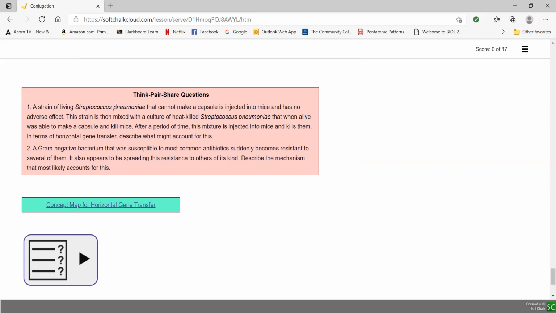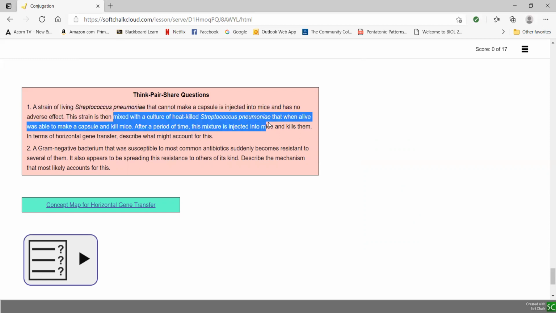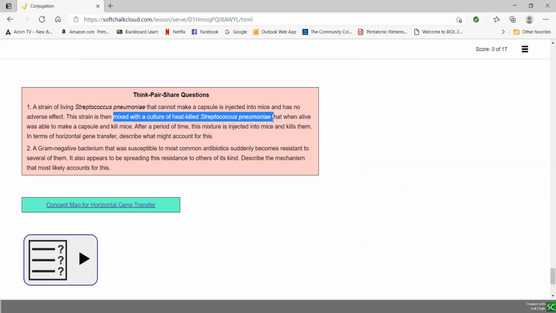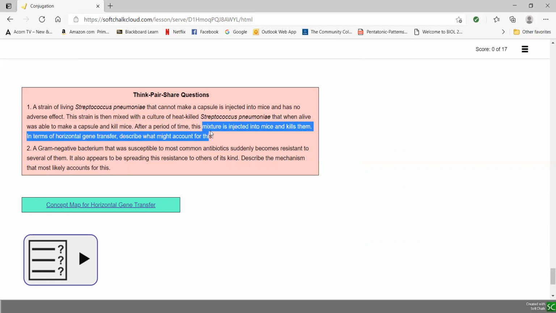So if we look at our first think, pair, share question, first of all, it says there's a strain of living Streptococcus pneumoniae that can't make a capsule and therefore is harmless. Without the capsule, the bacteria can be phagocytosed and they aren't harmful. So a living bacterium that can't make a capsule is mixed with a killed sample of bacteria that could make a capsule when it was alive. And after a period of time when that mixture is injected into mice, they're killed because they can now make a capsule. So it's asking you for, in terms of horizontal gene transfer, describe what accounts for that.